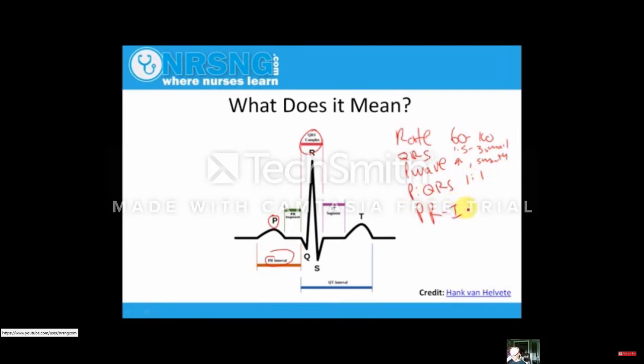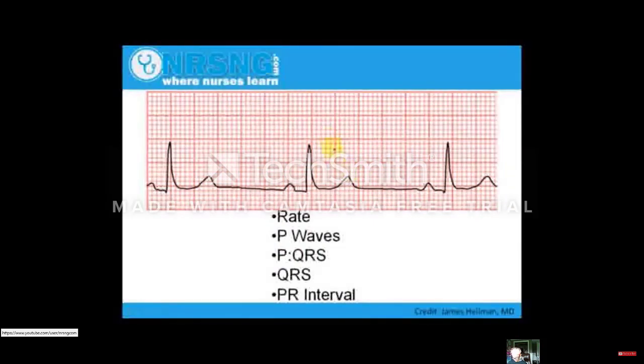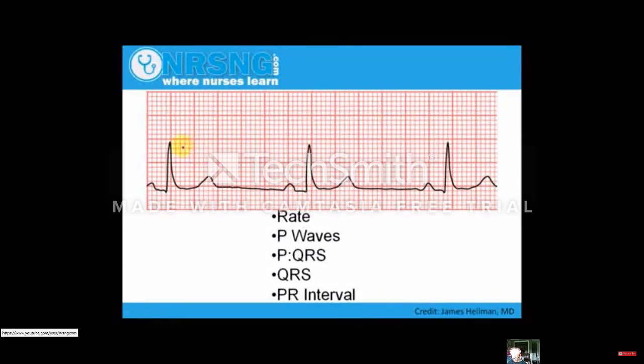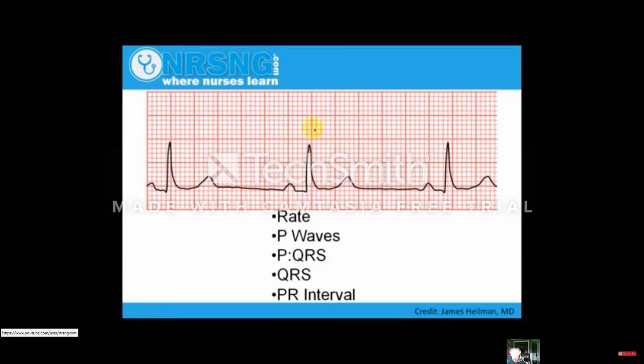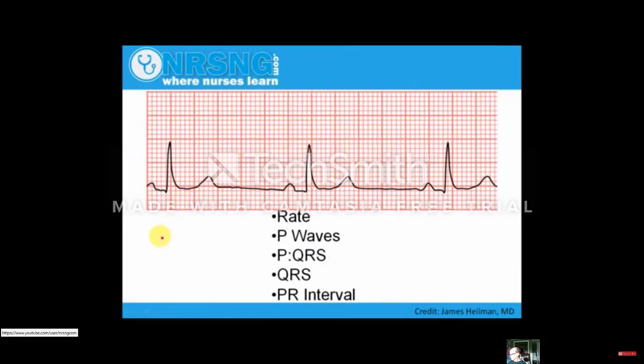Okay? So let's start. Here's an example here. So what's our rate? So there's a couple ways to determine rate. If you are looking at a 6-second strip, you just count the number of, you can either count the number of P waves, or you can count the number of QRS complexes, and that will give you your rate if you multiply that by 10. If it's a 6-second strip, you count waves times 10.